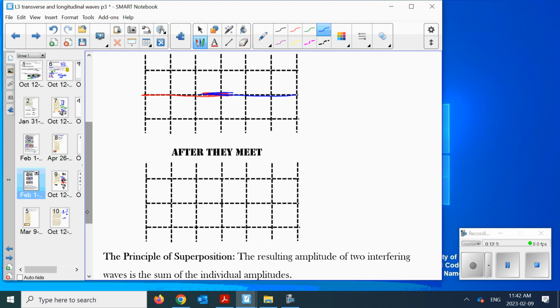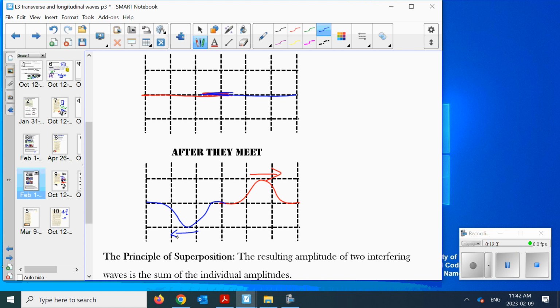After they meet, though, recall they sailed right through each other. The red kept going that way, unaffected afterwards. Blue kept going this way. Just follow that, right? That's what we saw.